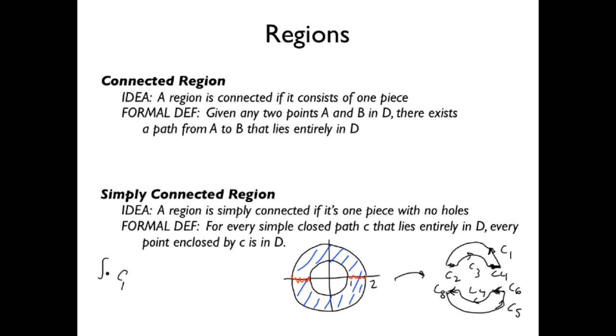C1 plus C5 will be the outer boundary, but then plus C3 plus C4. But notice that they're not opposite. Why aren't they opposite? Because as you walk on those, even though it looks clockwise, the region's to the left. You see that? On C3 and on C4, the region's to the left. So we're still going to add them.